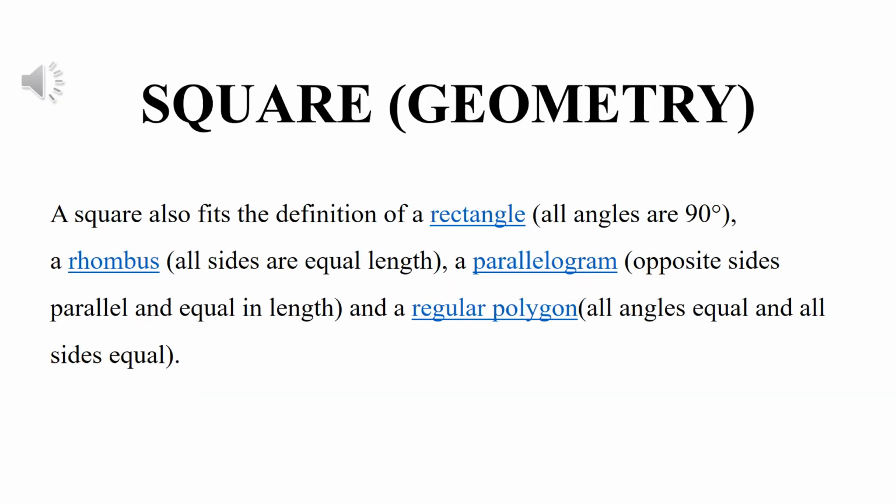A square also fits the definition of a rectangle, all angles are 90 degrees; a rhombus, all sides are equal length; a parallelogram, opposite sides parallel and equal in length; and a regular polygon, all angles equal and all sides equal.